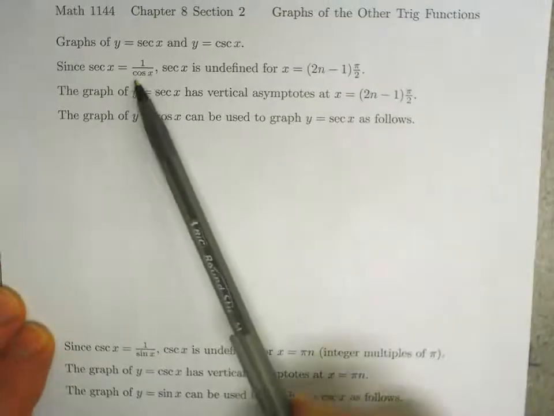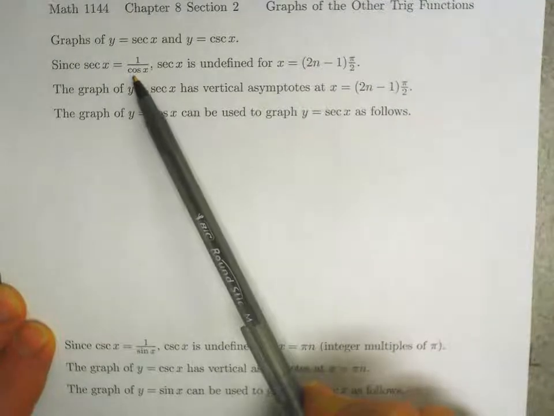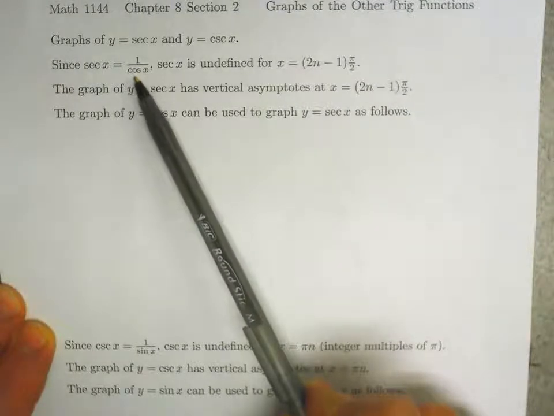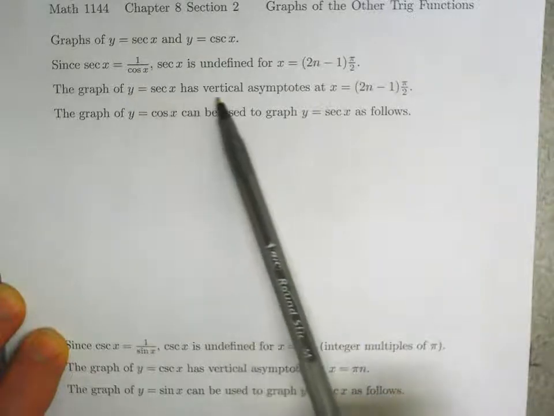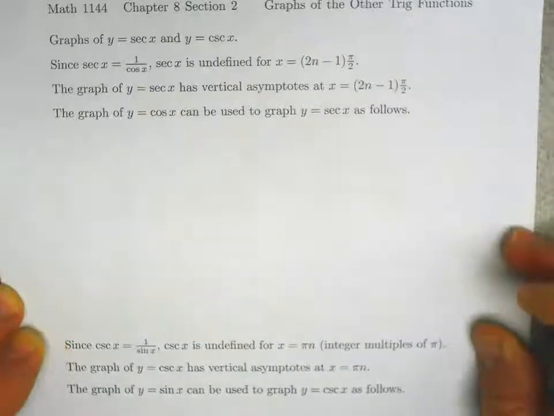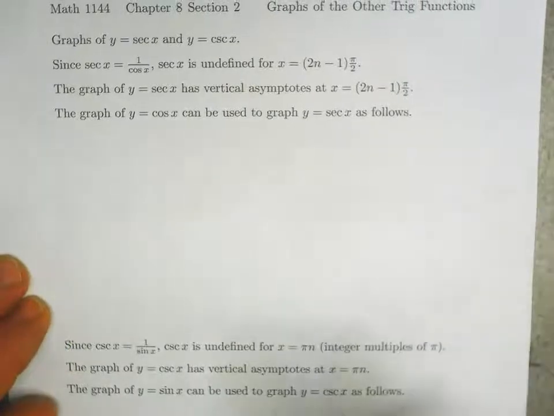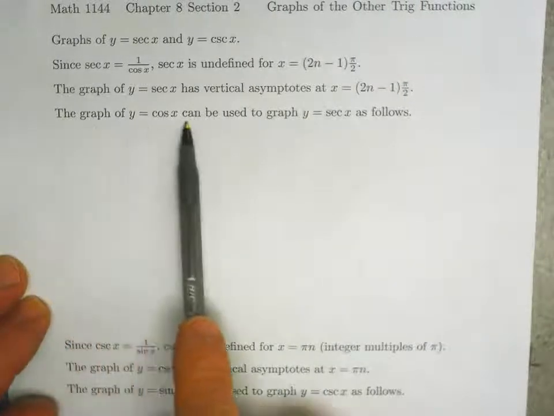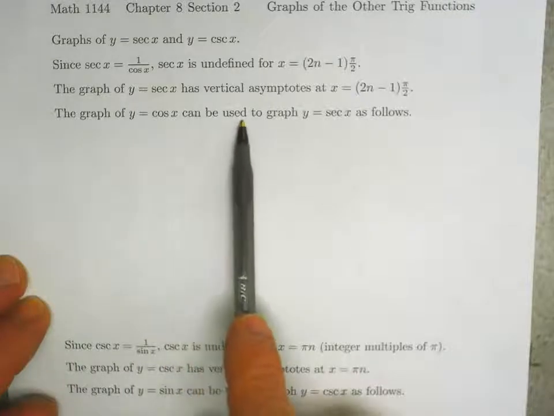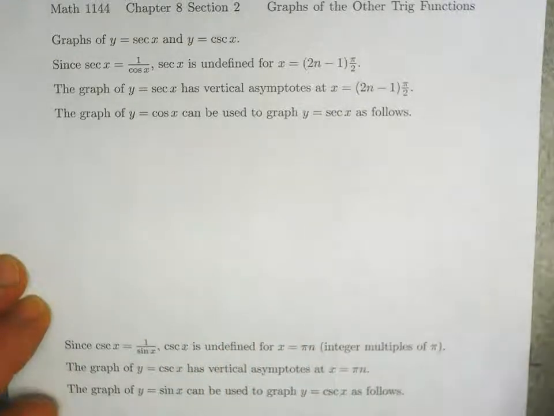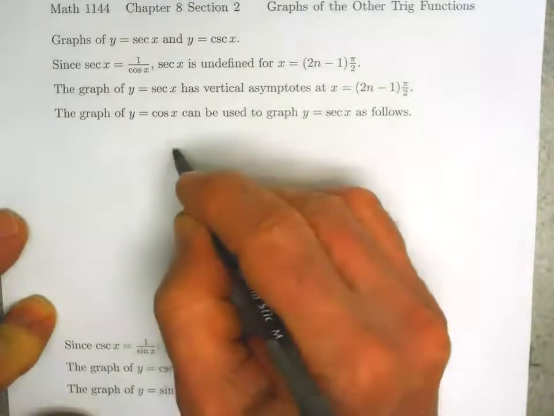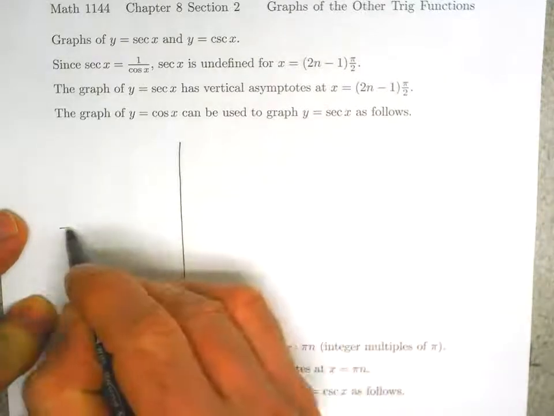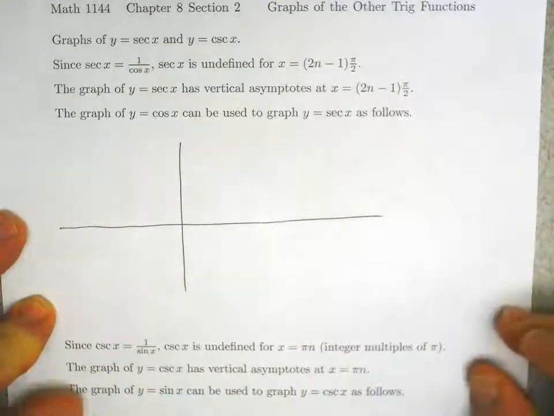The reason is since cosine is equal to 0 when x is an odd multiple of pi over 2, 1 divided by 0 is undefined, so we have vertical asymptotes. And as we saw yesterday, the graph of y equals cosine of x can be used to graph y equals secant of x. Okay, so yesterday we saw how to graph y equals cosine of x.